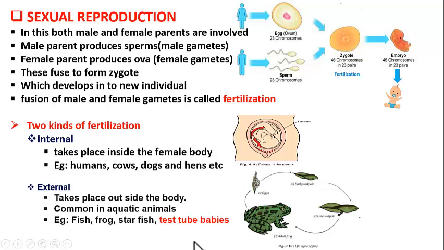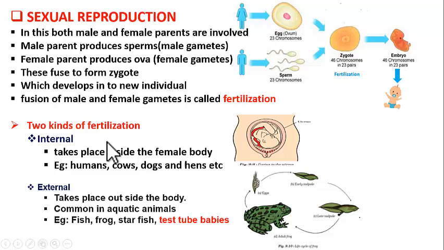Even the case of test tube babies is an example for external fertilization. In case of test tube babies, the doctors collect ova from the female parent, sperms from the male parent, and conduct the process of fertilization inside the lab in a test tube. So the test tube babies are also examples for external fertilization. Got it? Hope you understood. This is about the types of fertilization.